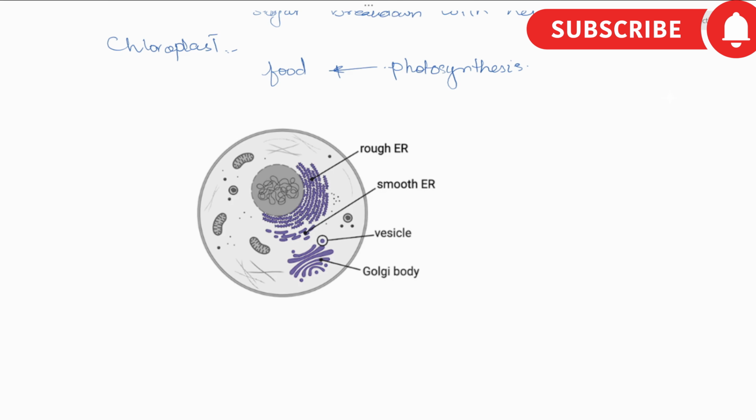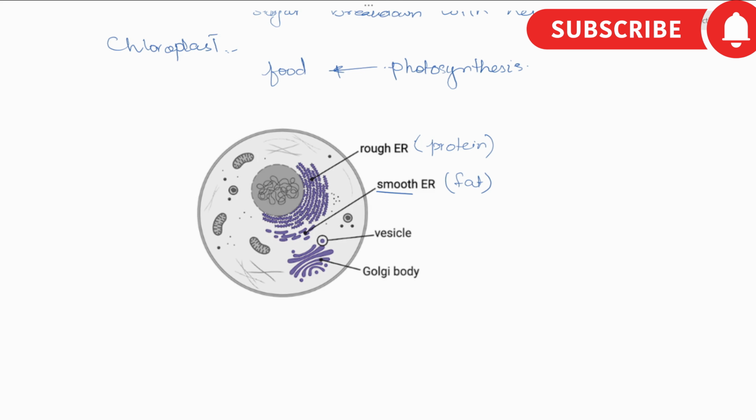Then there is another network which has no ribosome. This is called smooth because there is nothing on it. It's very smooth. It's very plain. That one is smooth endoplasmic reticulum. So the rough endoplasmic reticulum makes proteins, while smooth endoplasmic reticulum is involved in fat synthesis. There is a lot of fat synthesis.